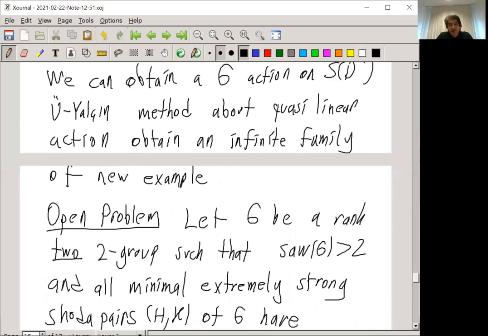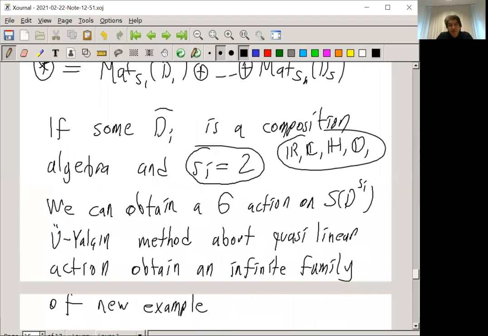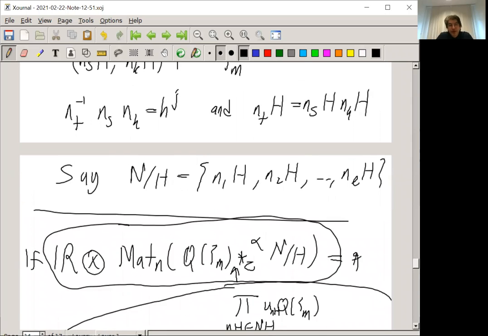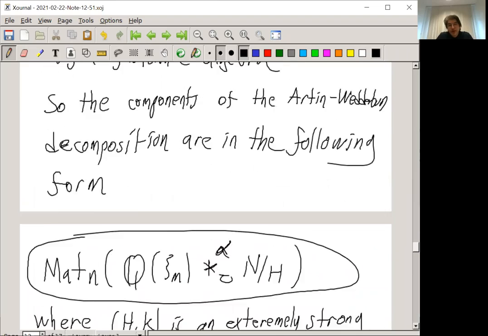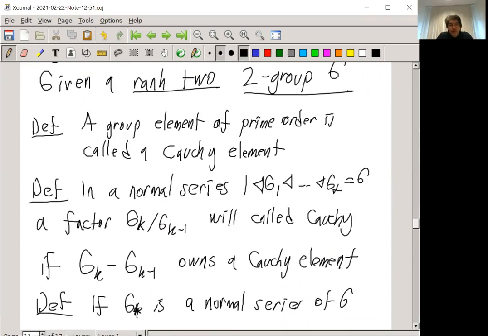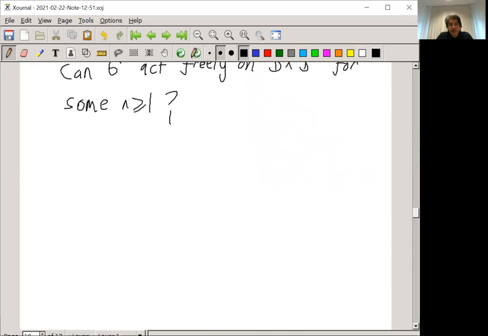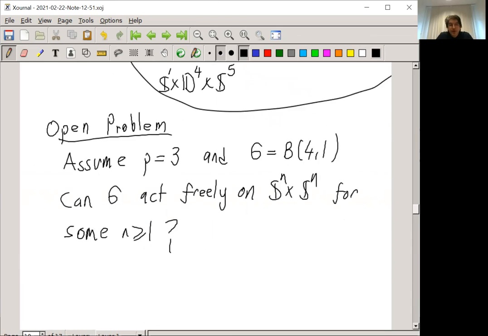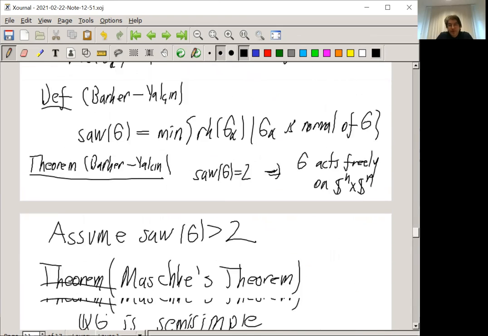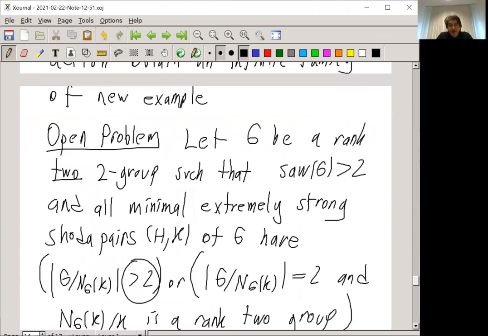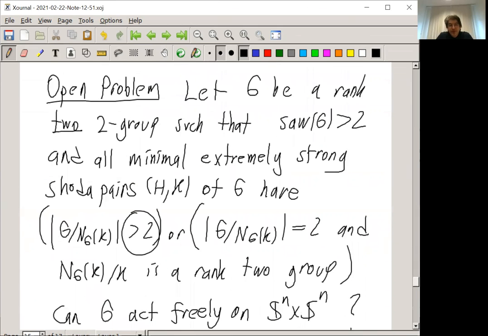But it at least gives some infinite family which is not covered by previous theorems. It still covers a family. It's not everything.